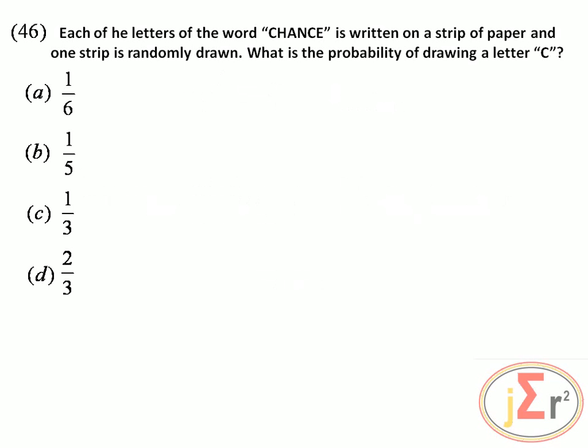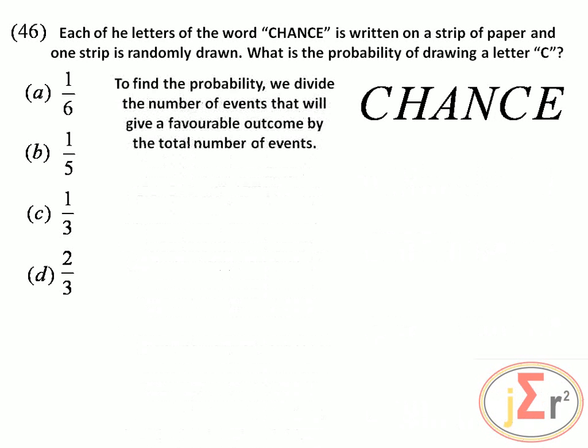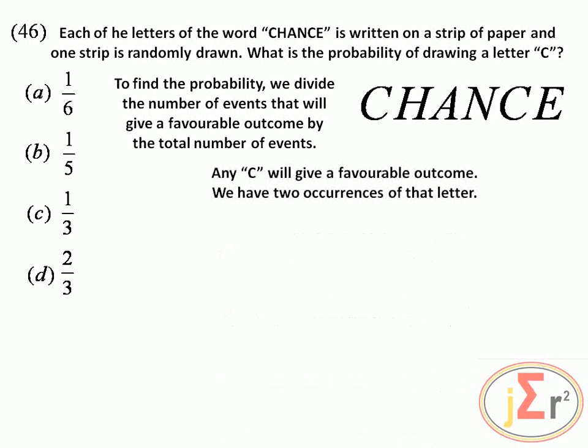Each of the letters of the word chance is written on a strip of paper and one strip is randomly drawn. What is the probability of drawing a letter C? Chance. Probability of drawing a letter C. To find the probability, we divide the number of events that will give a favorable outcome by the total number of events. Any C will give a favorable outcome.